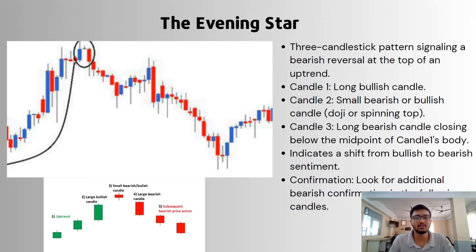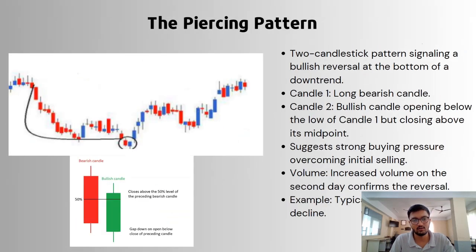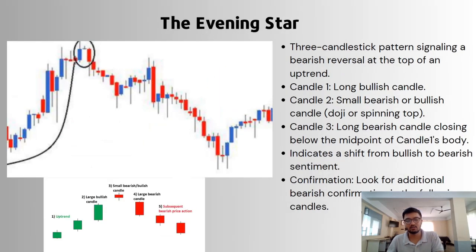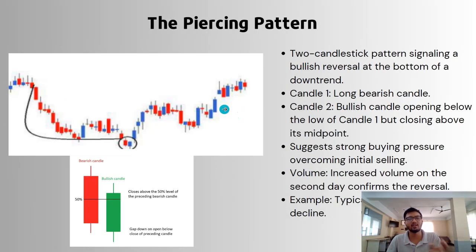And then the evening star, I think I did. No, I was covering this piercing pattern. So, the piercing pattern, the 50% of the previous candle, and three white soldiers. Sorry, in the piercing pattern, there is one for a bearish candle and there is one for a bullish candle. So the piercing pattern can appear on both sides.